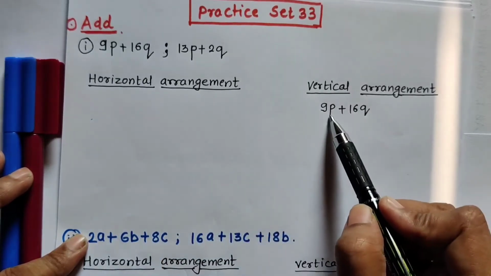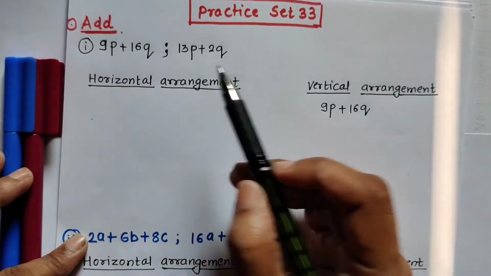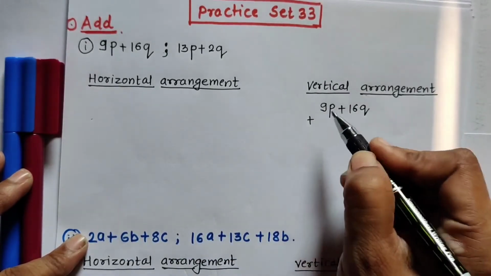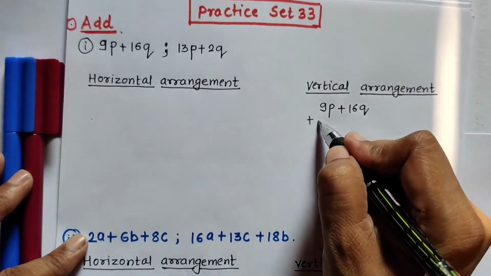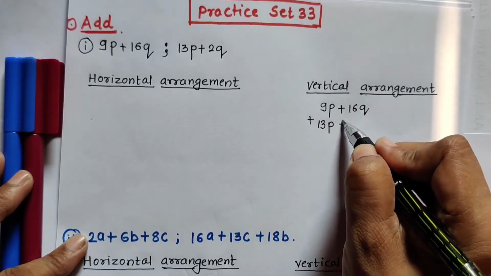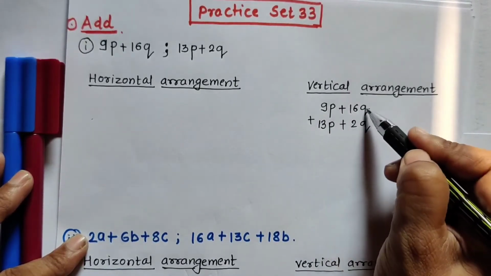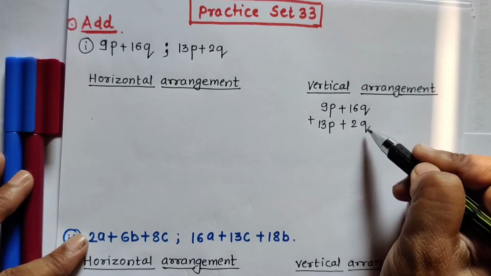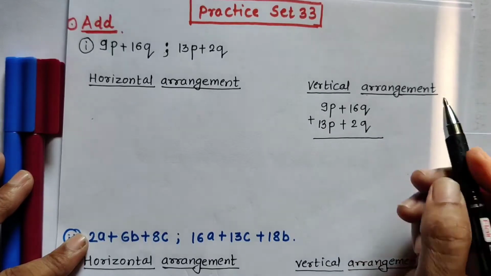As you can see, 9p is the p term, so below this 13p should be written. We put a plus sign, and 13p should be written exactly below 9p, and 2q should be written exactly below 16q. So the two like terms come one below the other. Okay, so now we can add. You all know how to do the addition.